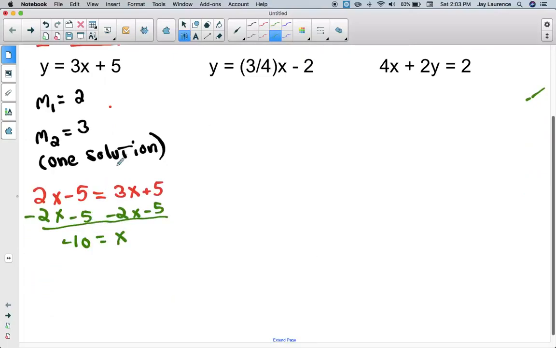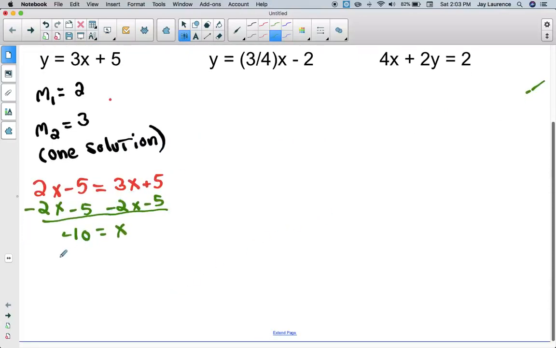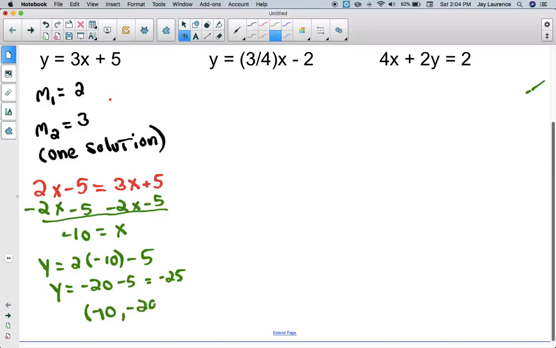And so now I know the x coordinate, and it doesn't matter which equation I use for the y coordinate. See, y equals 2x minus 5, so I'll use that one. y equals 2 times x minus 5, right? So I'm going to get y is equal to negative 20 minus 5, which is negative 25. So I'm guaranteeing you, unless I've made some kind of error, I don't think I have, that these will cross at the point negative 10, negative 25.